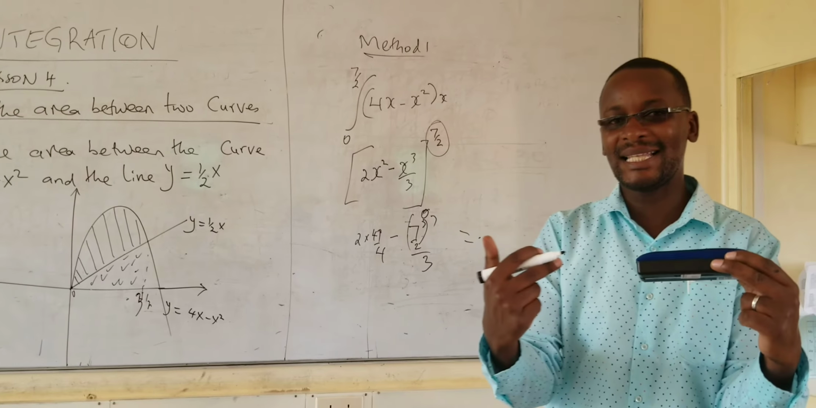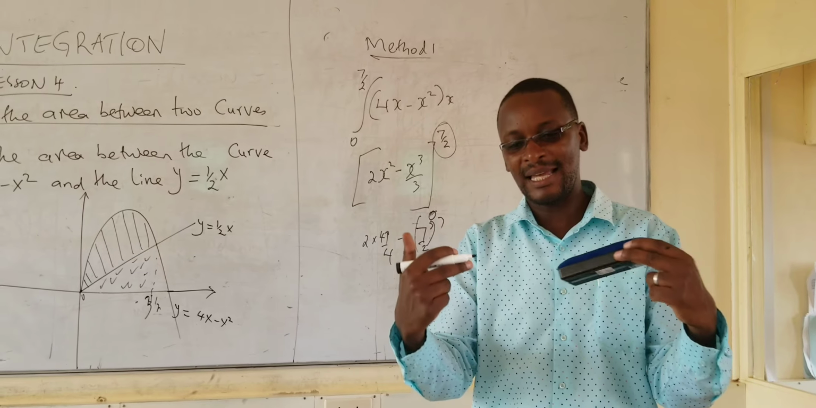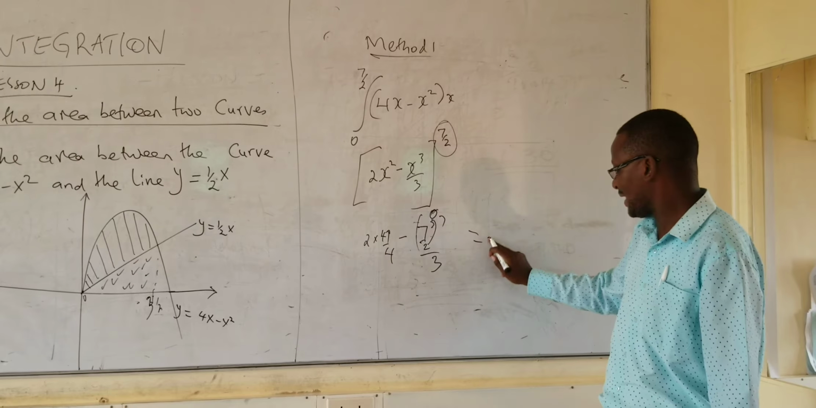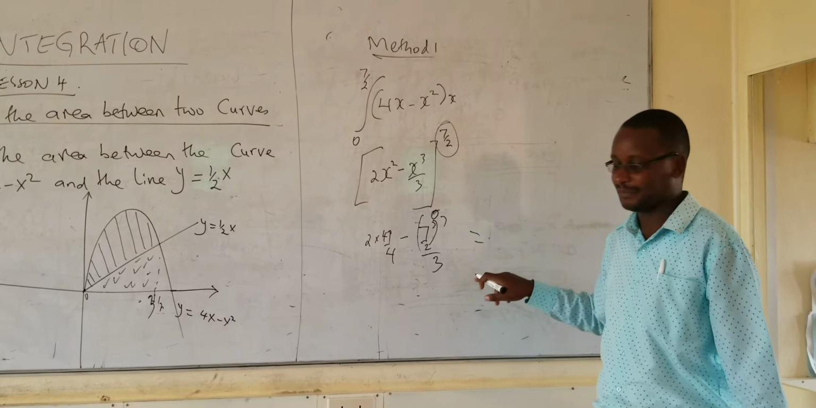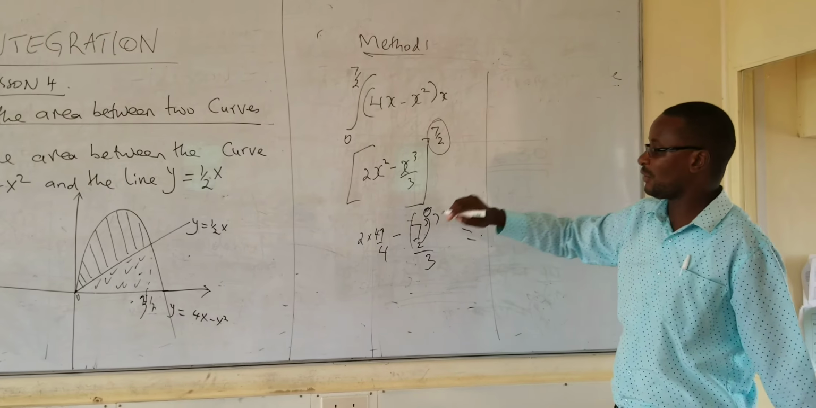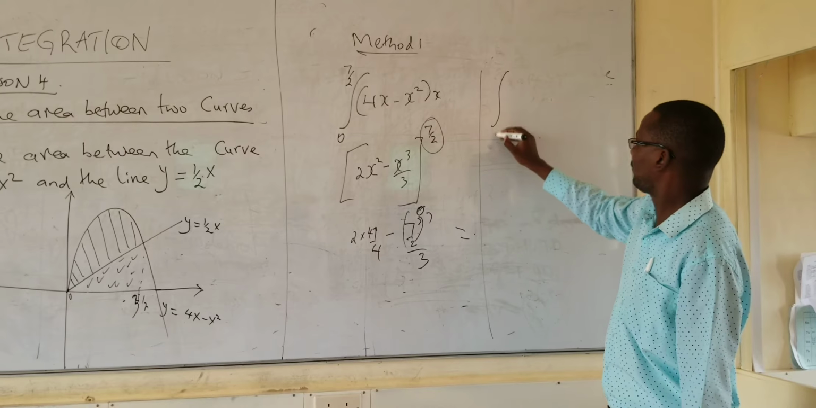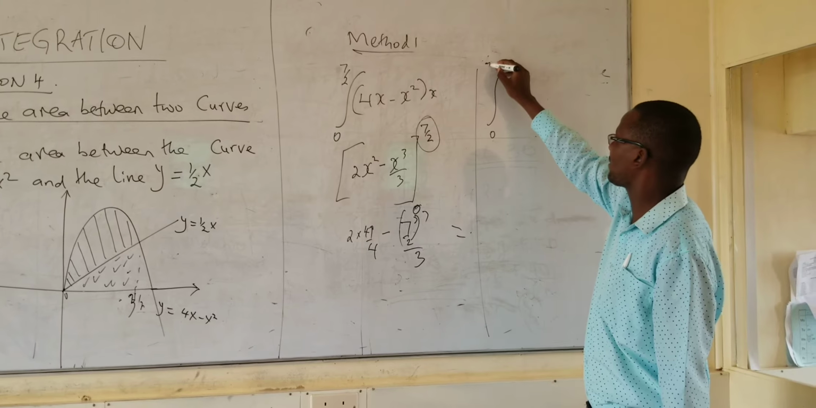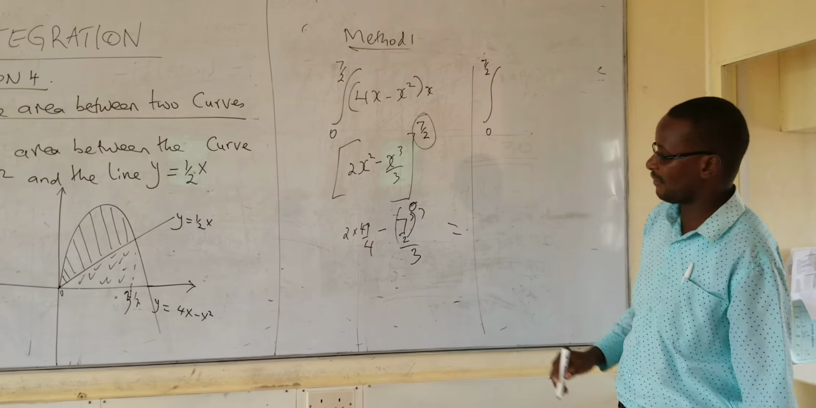Remember here we are getting the exact area. We are not estimating the area. So get the area as a fraction in this case. Then substitute the other one now, from x is equal to 0 to x is equal to 7 over 2.